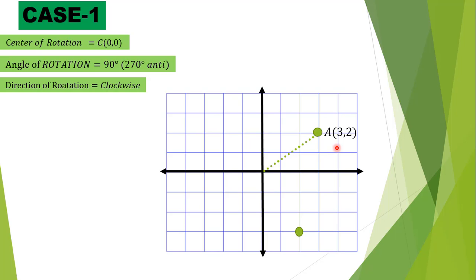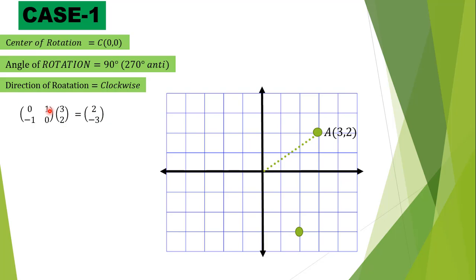What is that matrix? That matrix is [0, 1; -1, 0], a 2 cross 2 matrix, which when multiplied with the point having the coordinates (3, 2) written in column form, we are going to get its image. That will be equal to (2, -3). See students, a 2 cross 2 matrix multiplied with a 2 cross 1 matrix. What are we going to get? We are going to get a 2 cross 1 matrix.